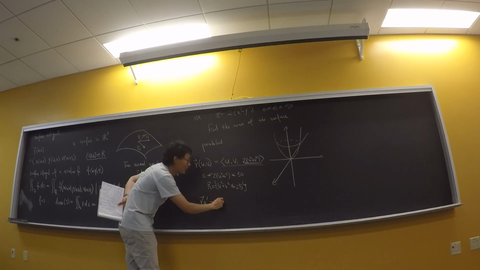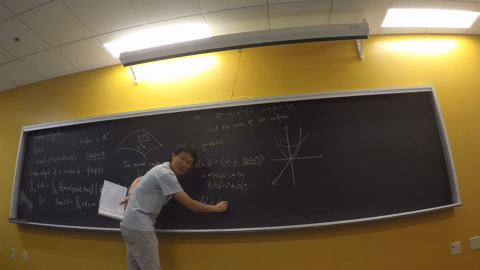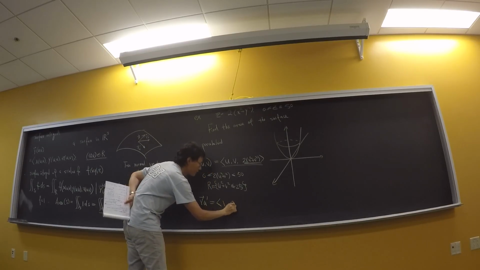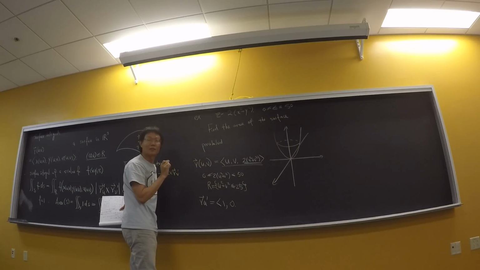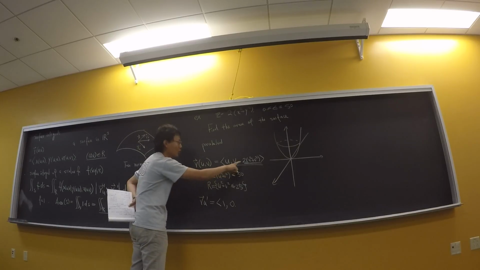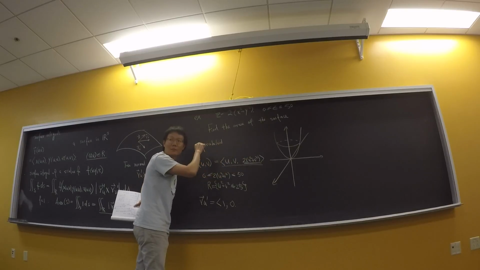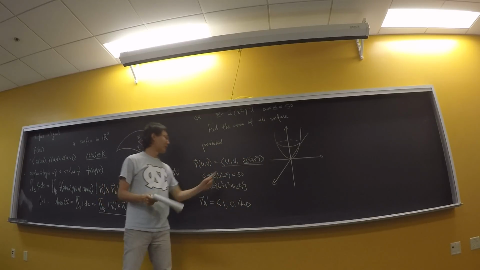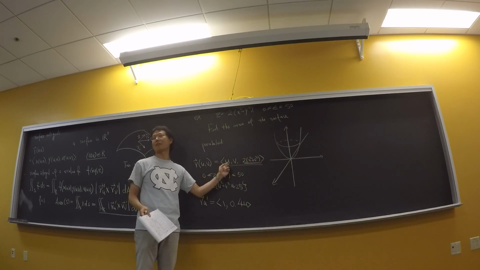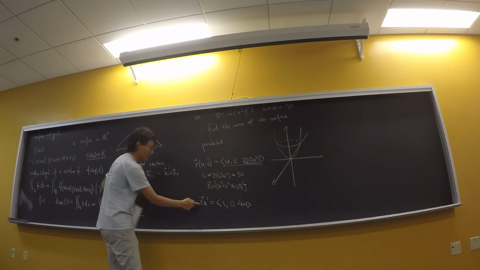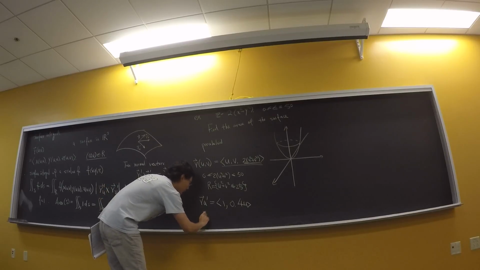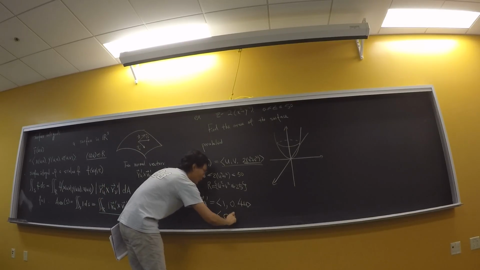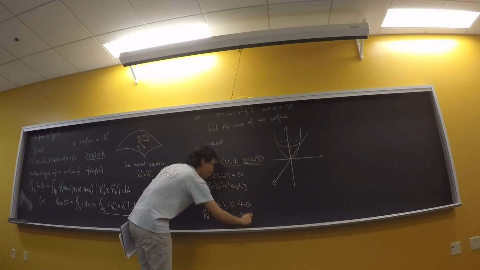So it's 1, 0, and 4u, right? So we're simply taking the derivatives for each component with respect to u. That's what we're doing, right? That's how you get the tangent vector here. So r_v prime is going to be equal to 0, 1, and 4v.